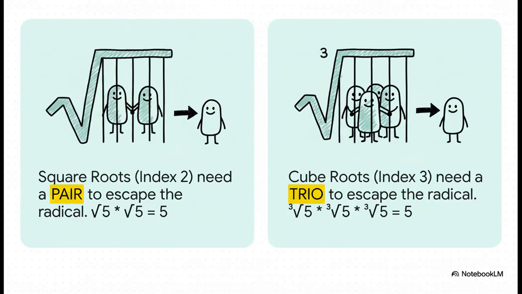This slide really illustrates the why behind that trick. Think of the radical sign as a jail. For a square root, which has that invisible index of 2, a number needs a partner to escape. That's why root 5 times root 5 equals 5. But for a cube root with an index of 3, you need a trio, 3 of a kind to break free. This is the key to everything that comes next.